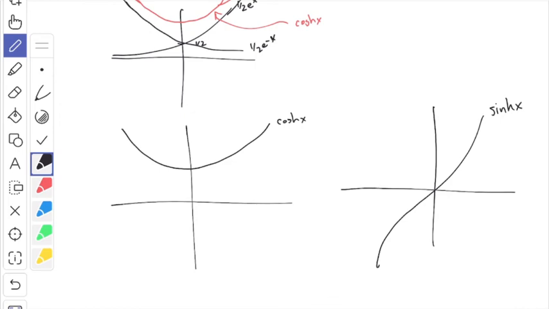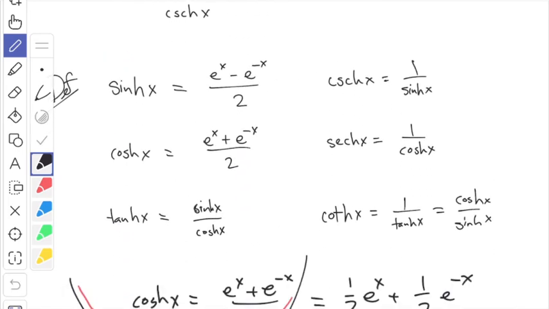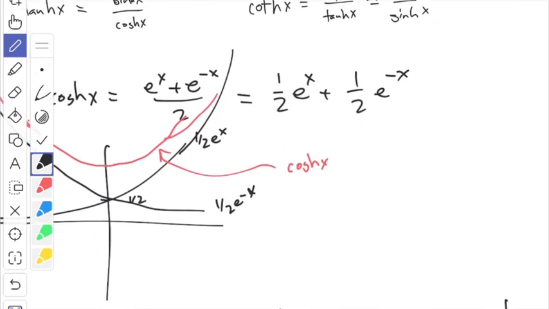Yeah, so Cinch is e to the x minus e to the minus x. If you wanted to factor out the 1/2, it would be 1/2 e to the x minus 1/2 e to the minus x. Minus rather than plus, which is why one side of it goes down and the other side goes up.